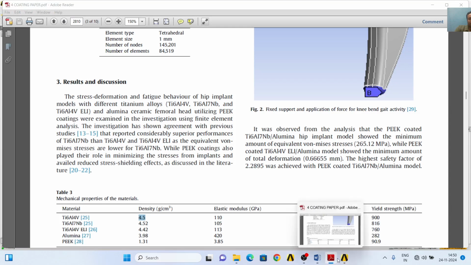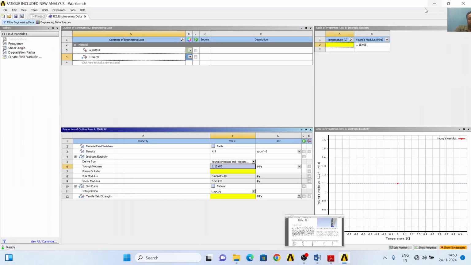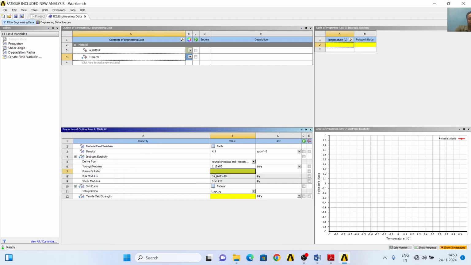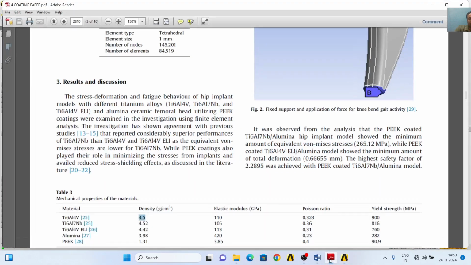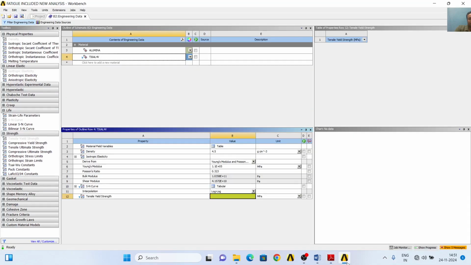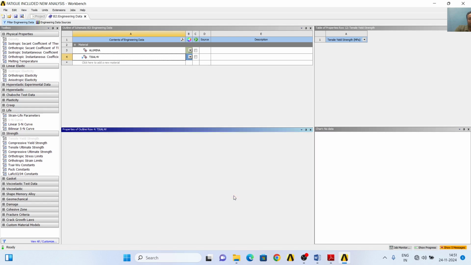Its Poisson ratio is 0.323. And its tensile yield strength is 900 megapascal.